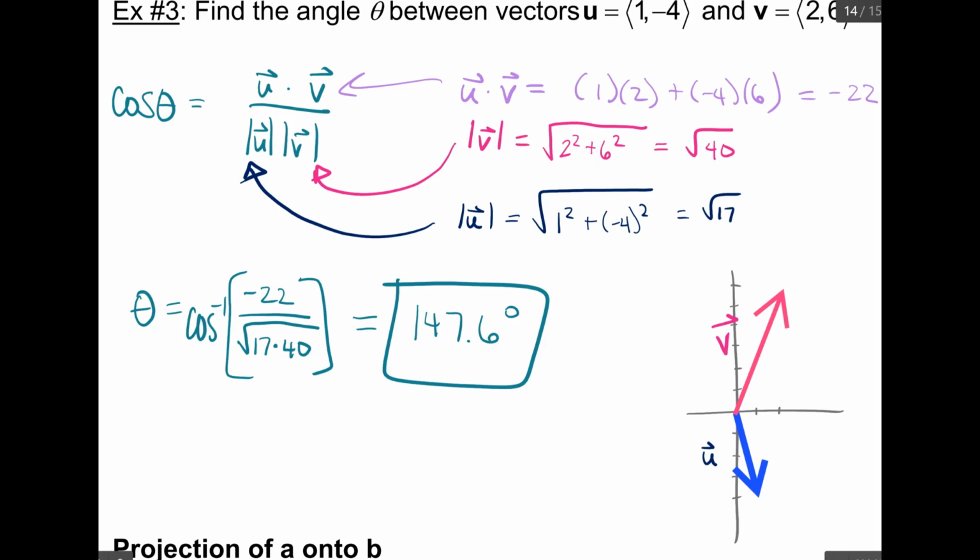So that's vector v, and you can see my two vectors. What we were trying to find was the angle between them, and I found that it was 147.6 degrees. So that's how you find the angle between them. Visually, maybe that helps a little bit. Well, there was an easier way to find the bonus question. You just have to draw a picture.